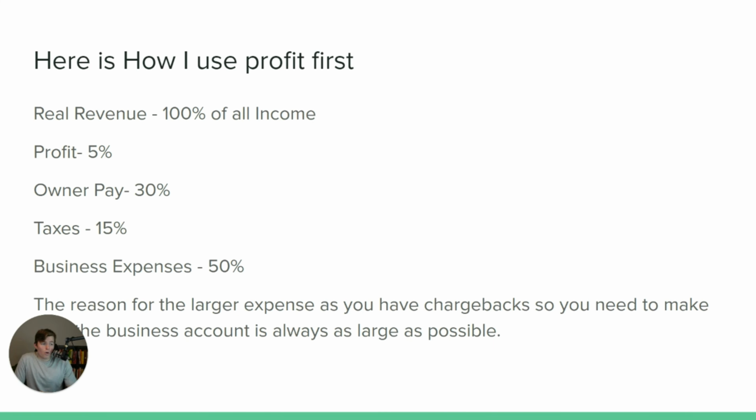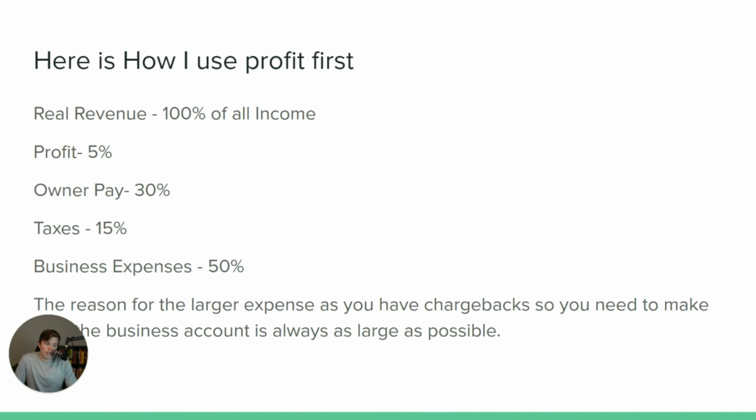So these are the expenses and how I designate all of mine. Real revenue, obviously, is 100% of all income and will go in there. 5% will go into the profit account. Then I live off 30% of whatever that is. Then taxes, I'm going to have 15% of that just set aside so I don't have to worry about it when it comes to tax time.